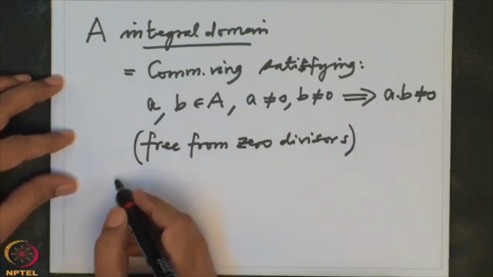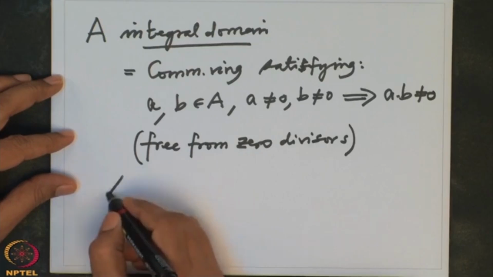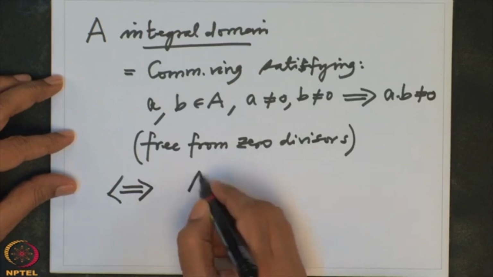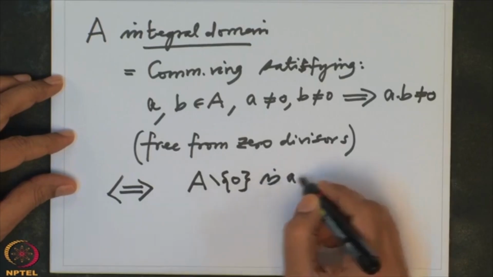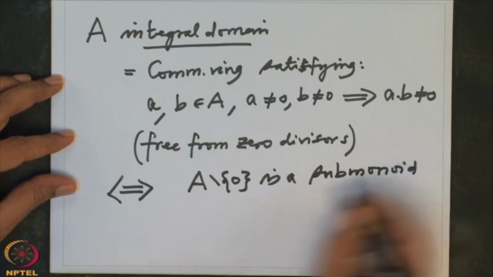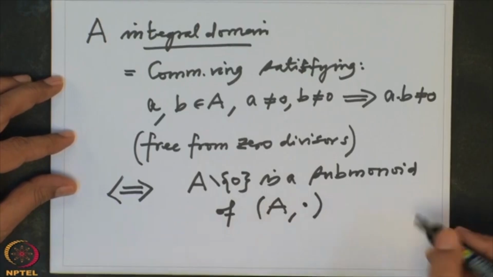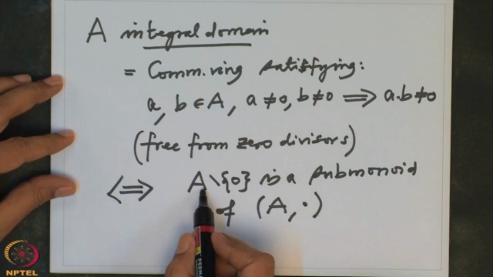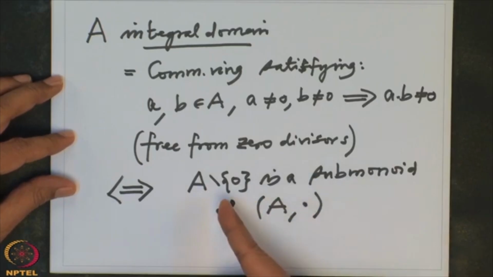You can test that again by using the multiplicative monoid very easily. This is equivalent to saying that if you take A minus 0, this is a submonoid of the multiplicative monoid A dot. Under multiplication it is a submonoid, because if I have two non-zero elements, their product is again here. So it is a closure property that is very important.